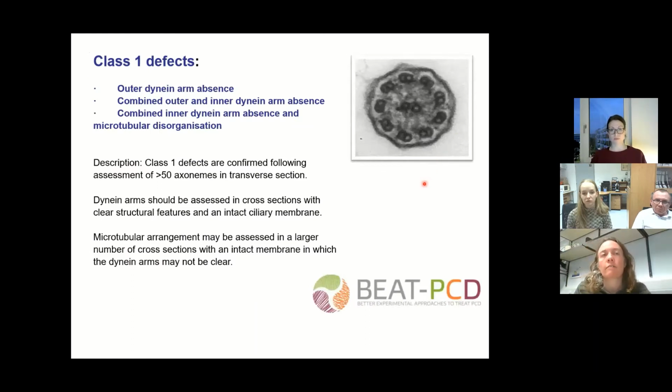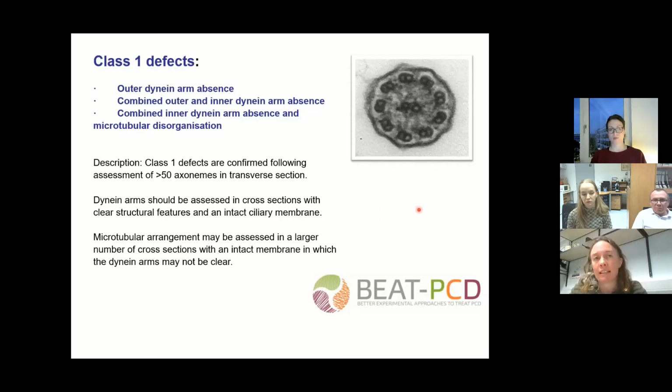So we also tried to define the quality of the sample that was required to make the diagnosis. And class 1 defects are, we say you need to be confirmed on the assessment of at least 50 axonemes within transverse section. And I think more important than the number is that a number of cells are looked at and a number of different positions within the cilium, so at the base and at the tip, not just in one plane of view. But at least doing 50 axonemes means that there's a high chance that you're going to end up in all those places.